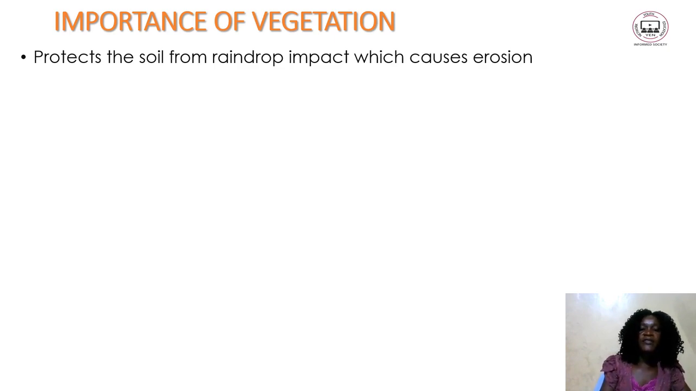So if there is some vegetation, it will be protecting the soil from raindrop impact, which definitely may reduce erosion.